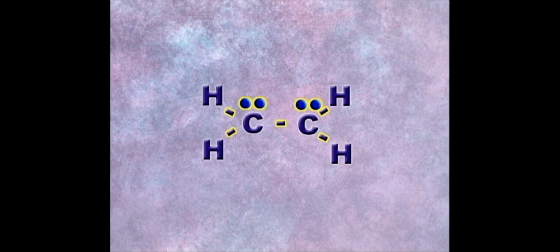Luckily for us, atoms will share more than one pair of electrons when necessary. In this case, the 2 carbon atoms will share 2 pairs of electrons, which we indicate by putting 2 dashes in between the 2 carbon atoms. Now we have 2, 4, 6, 8, 10, 12. And we did it.